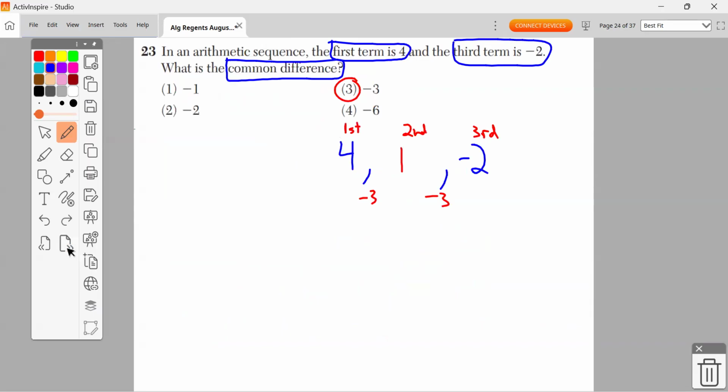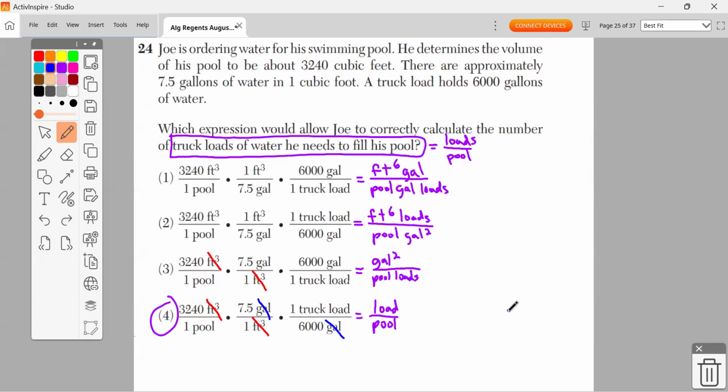Number 23, in an arithmetic sequence, the first term is 4, so that's what you're starting off with. The third term is -2. What is the common difference? Well, how do you get from 4 to -2? I need to subtract by 3, subtract by 3. When I subtract by 3, I get to 1. Subtract by 3 again, I get to -2. The common difference is what you add or subtract by each time. So what is the common difference? It would be -3.